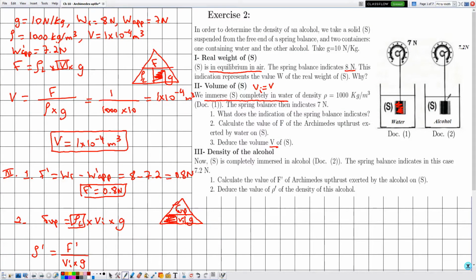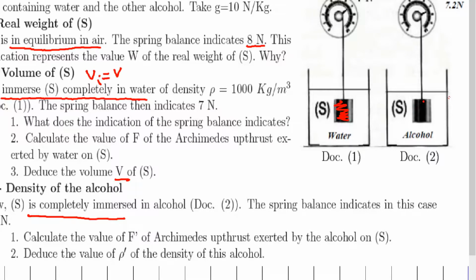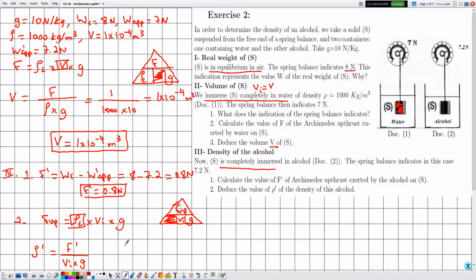And here for the same reason, because when the solid S is immersed in alcohol, it's being completely immersed, then the volume of the immersed part is equal to the total volume of the solid S. So let's say between brackets, since S is completely immersed in alcohol, or let's say in the liquid, then Vi is equal to V.